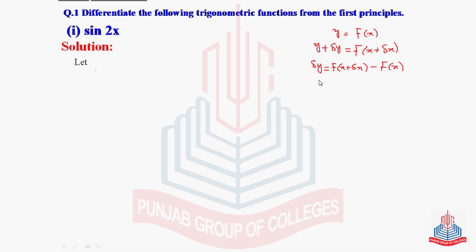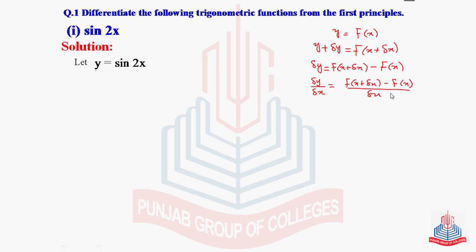In the next step we will divide both sides by delta x, and after that we apply the limit as delta x approaches 0, so that the left hand side will become dy by dx and the right hand side will give the answer of differentiation of such type of functions. So these are actually the 4-step process.